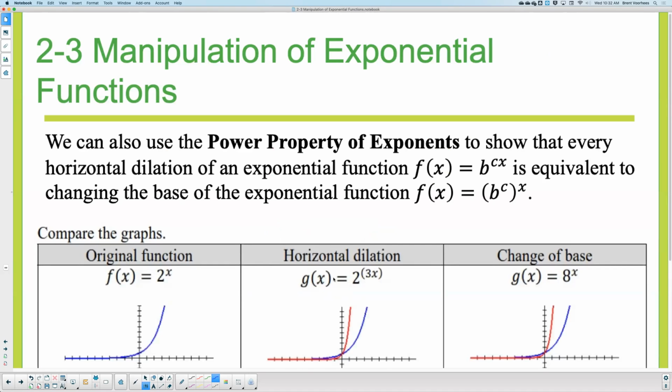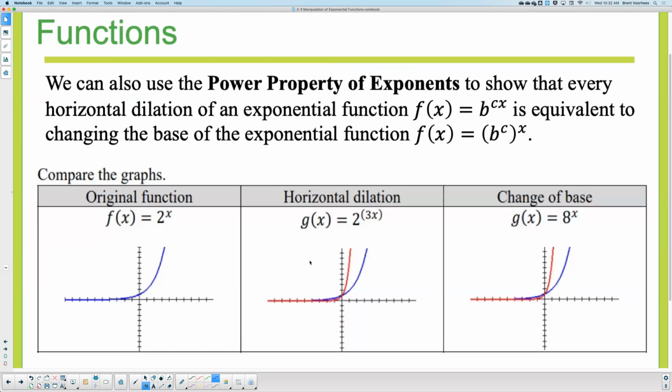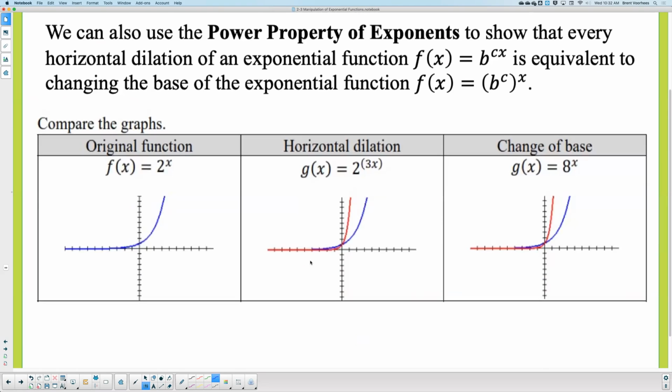All right, so it says we can also use the power property of exponents to show that every horizontal dilation of an exponential function is equivalent to changing the base of an exponential function. And we've kind of done some of that already today. I've shown you change of base. I've shown you some of those.